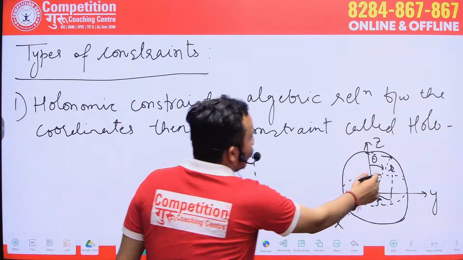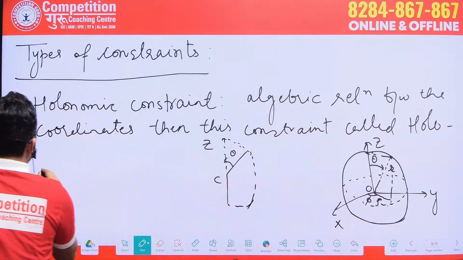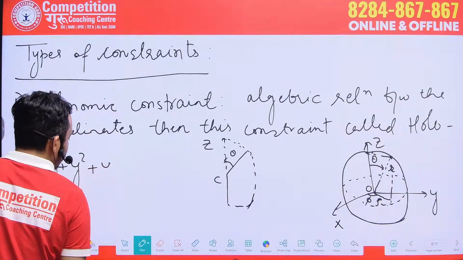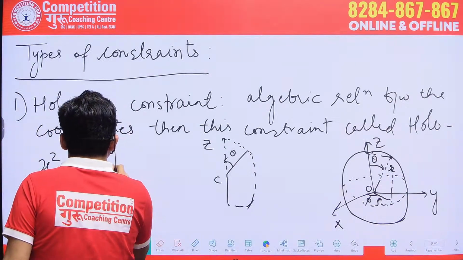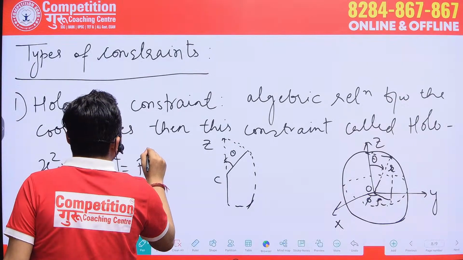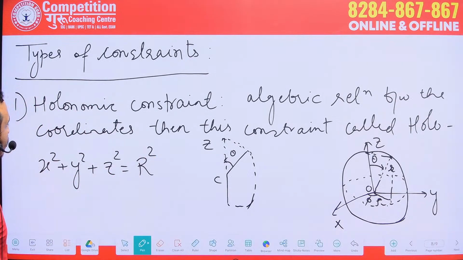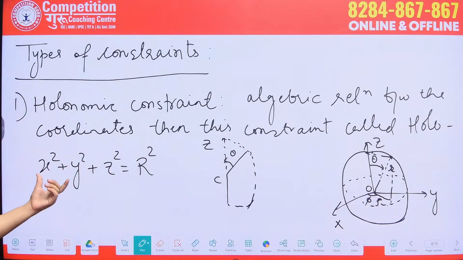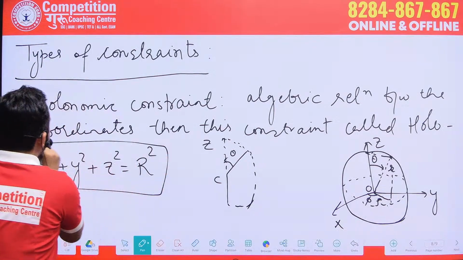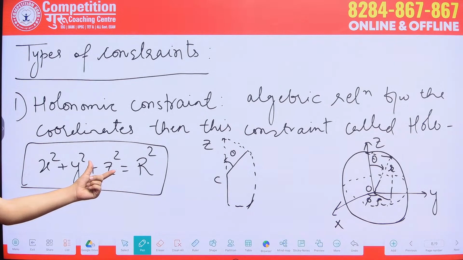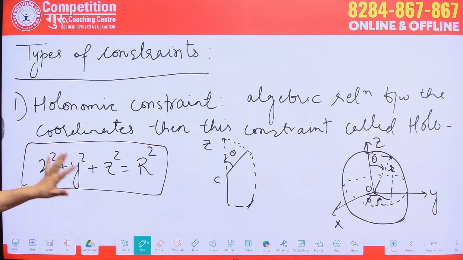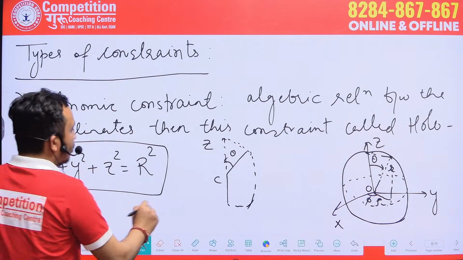So now we know that the position r can be written directly. The equation of the sphere is x square plus y square plus z square is equal to r square. Okay, so in this system the relation between coordinates can be described in the form of an algebraic equation, because here is an equal sign. So this is an algebraic equation, and this constraint is called a holonomic constraint.